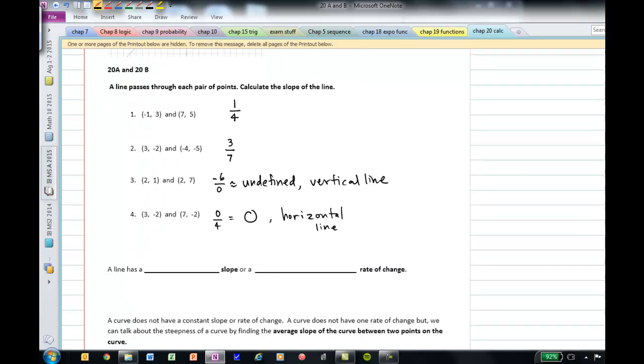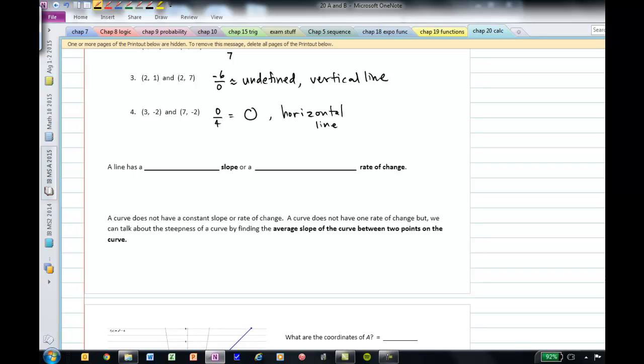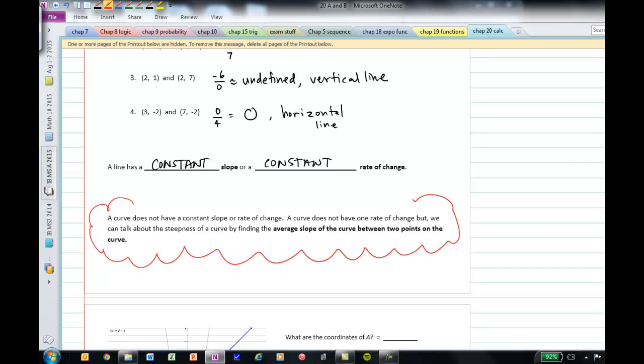Alright, as we keep going, a line has a constant slope or a constant rate of change. So a straight line has a constant slope or a constant gradient. This next part, though, is pretty important. A curve does not have a constant slope or a constant rate of change. A curve does not have one rate of change, but we can talk about the steepness of a curve by finding the average slope of the curve between 2 points on the curve.